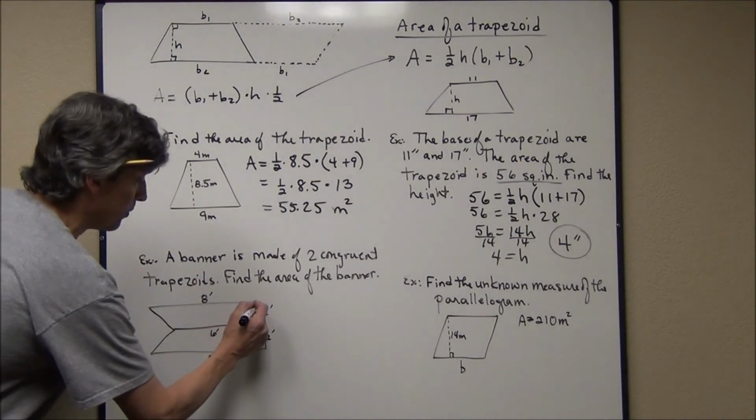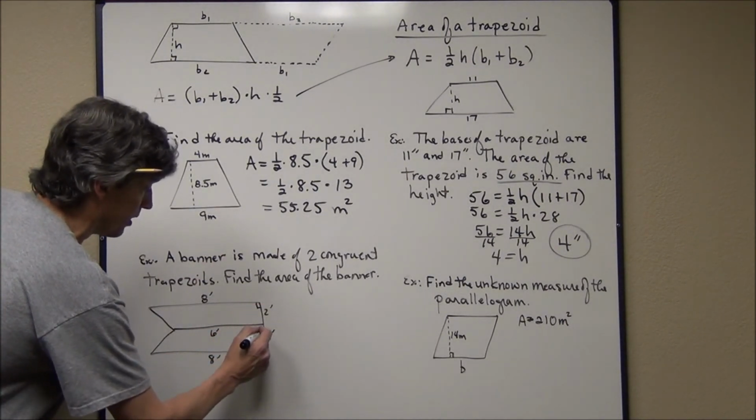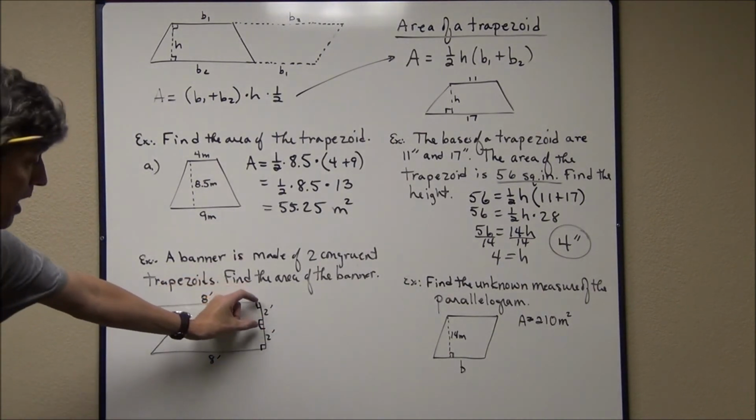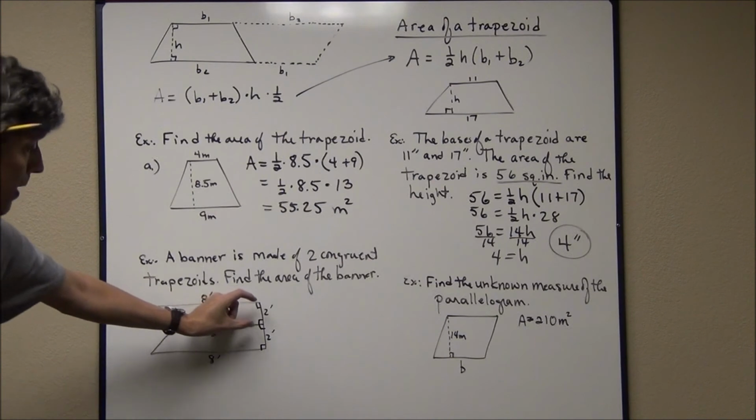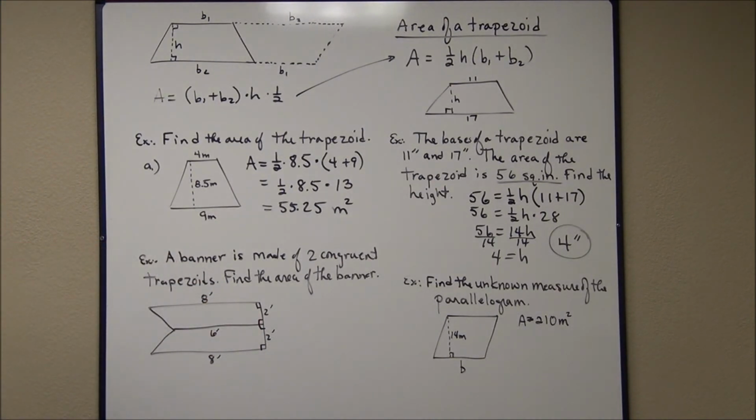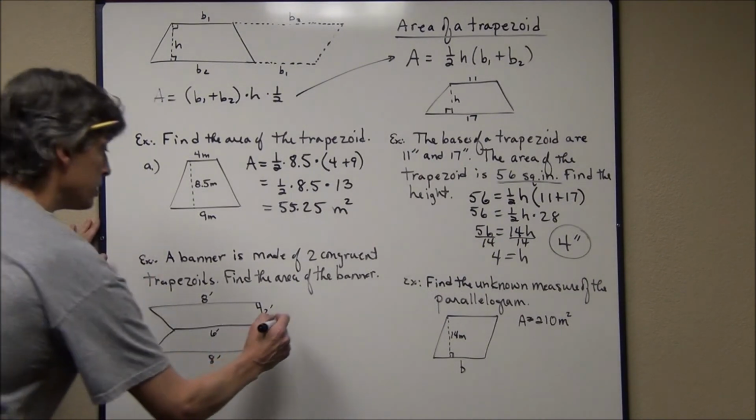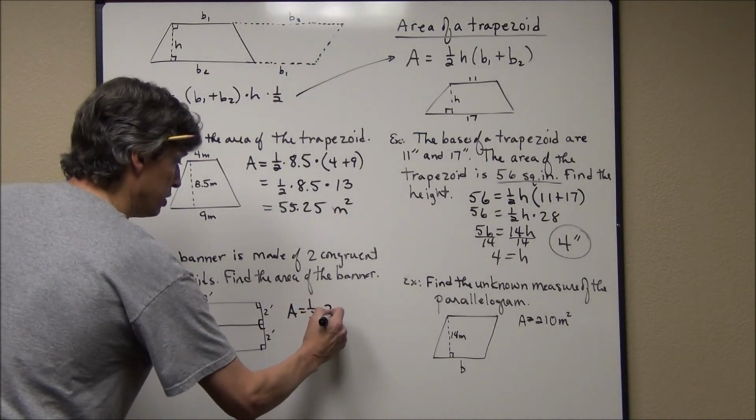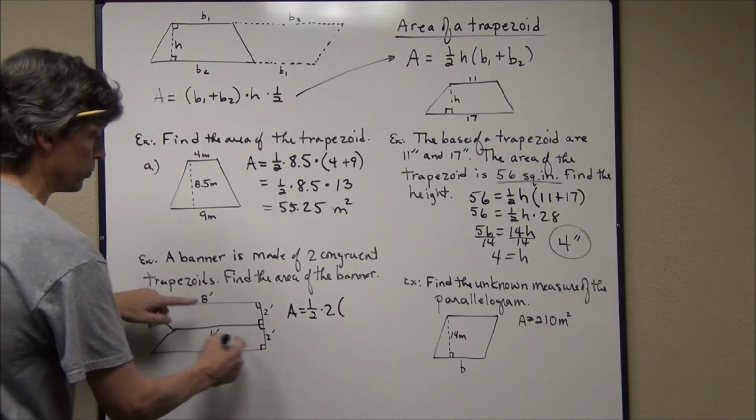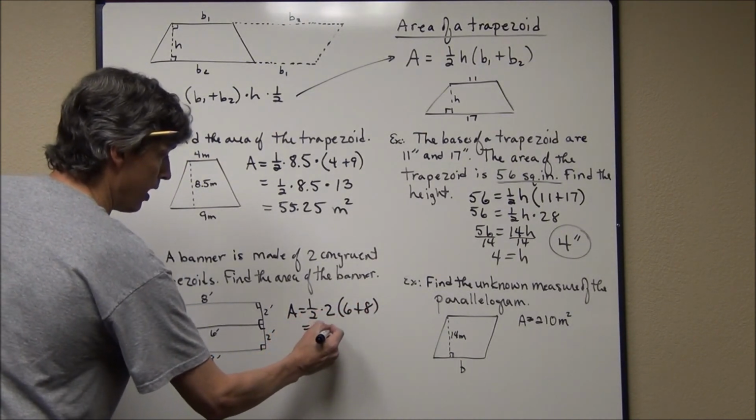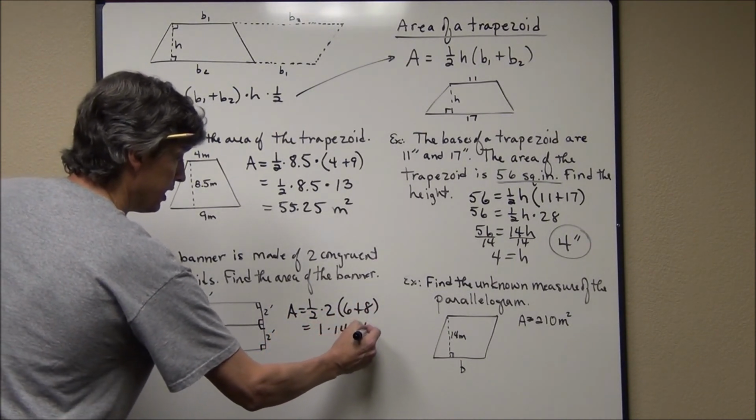Well, we have to assume then that this is a right angle here, and if that's indeed the case, that's my height of the top trapezoid, and that's my height of the bottom trapezoid. Since the trapezoids are congruent, all I'm going to do is find one and then double it. So the area would be 1/2 times the height, which is 2, times the sum of the bases, which are 6 and 8. So half of 2 is 1 times 14 is 14.